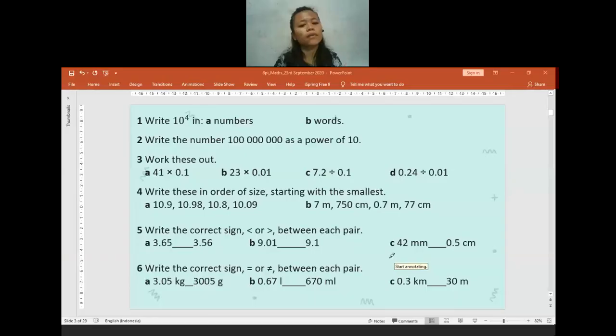Question 1, we have to write 10 to the power of 4 in numbers and also in words. What number will 10 to the power of 4 be? Yes, it will be 10,000. Do not put a point on it, just write it as 10,000.